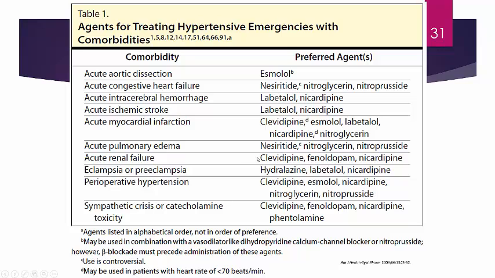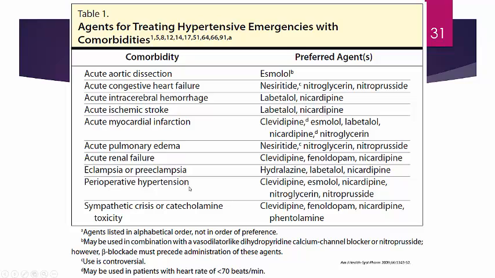In regards to acute renal failure, the data suggests Clevidipine, Fenoldopam, and Nicardipine being decent for this indication. In pregnant patients with eclampsia or preeclampsia, Hydralazine, Labetalol, and Nicardipine can be used.